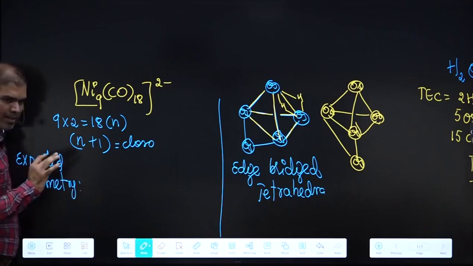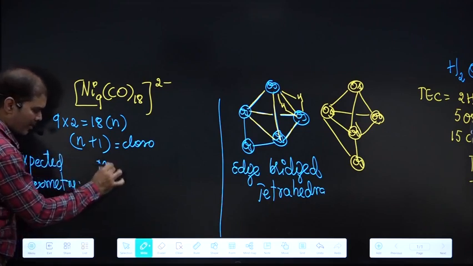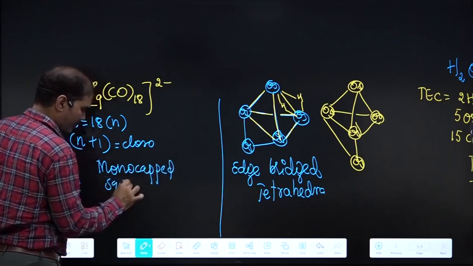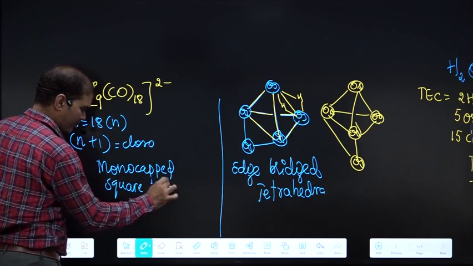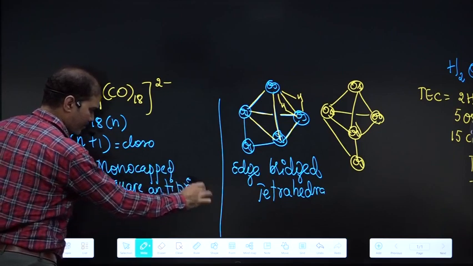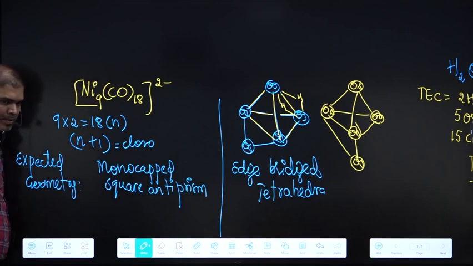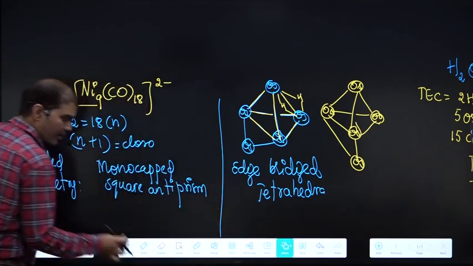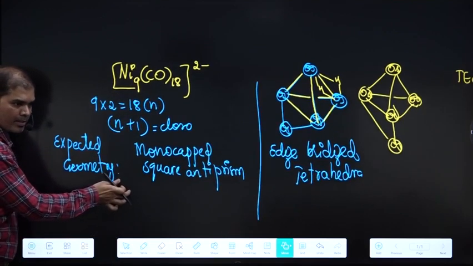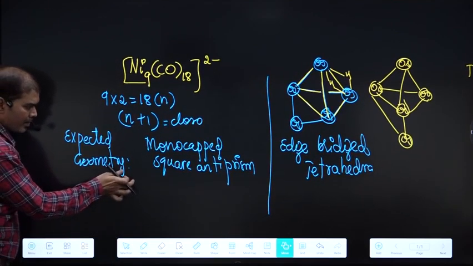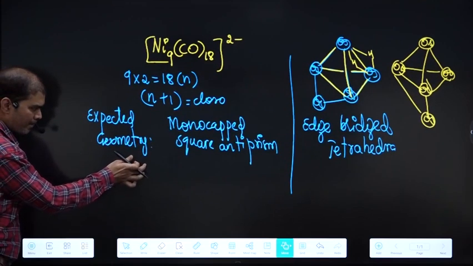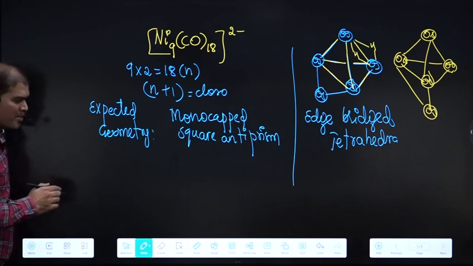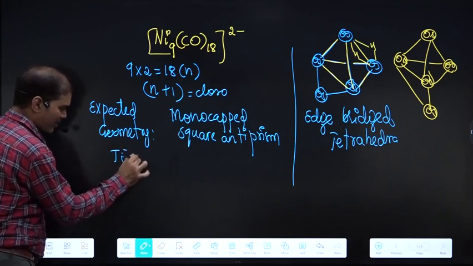Whenever there are 9 metal atoms, the expected geometry is monocapped square antiprism, which we discussed in the last class. Okay. Do the total electron count. How much have you done? 162. Okay. 128 or 162? Let me do it for myself.